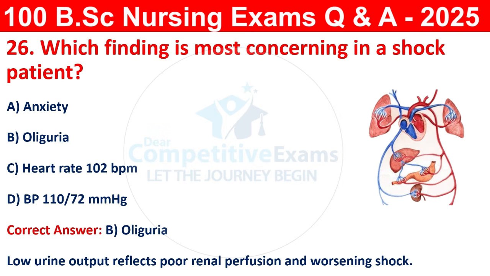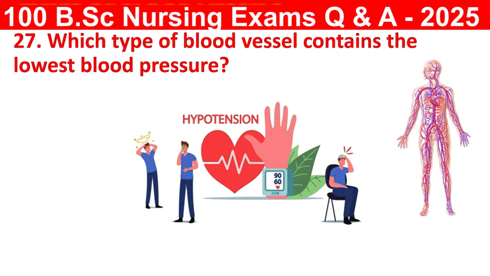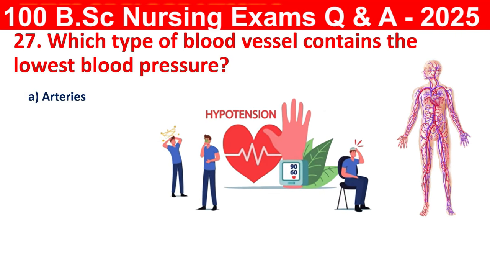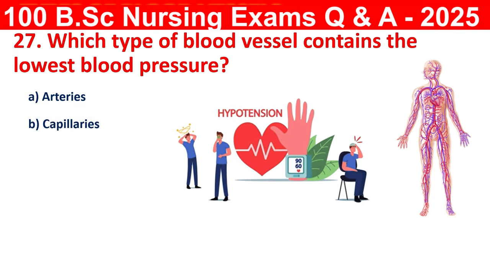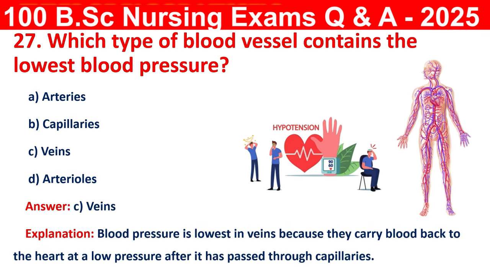Question number 27. Which type of blood vessel contains the lowest blood pressure? Your options are arteries, capillaries, veins, or arterioles. The correct answer is C, that is veins. Blood pressure is lowest in veins because they carry blood back to the heart at a low pressure after it has passed through capillaries.